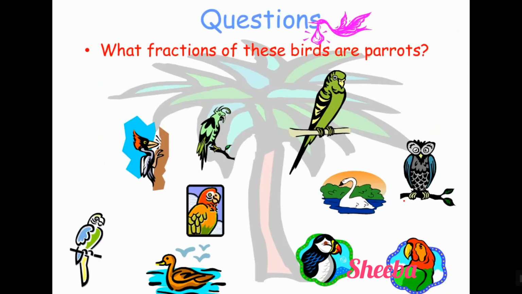What fraction of these birds are parrots? Here 1, 2, 3, 4, 5, 6, 7, 8, 9, 10 birds are there. Out of that, how many parrots are there? 1, 2, 3, 4. Four by 10.